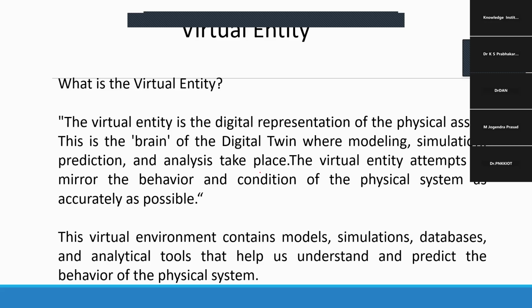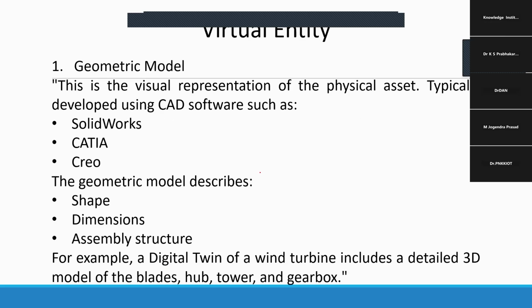Okay, so this is basically the brain of the digital twin, where modeling, simulation, prediction, and analysis take place. So to summarize, this digital twin is built upon these essential components. The physical entity represents the real-world asset or process. The virtual entity contains the digital model, simulation, databases, and intelligence required to analyze the data and behavior.